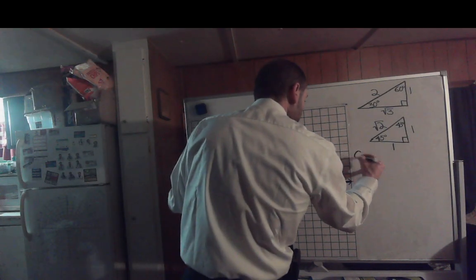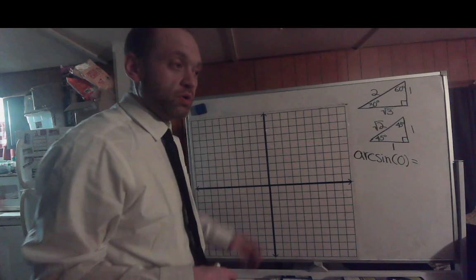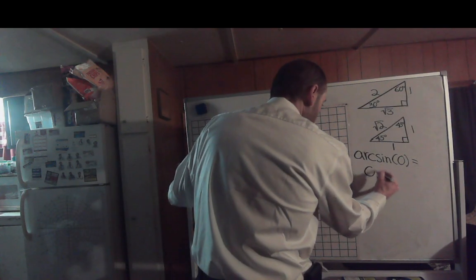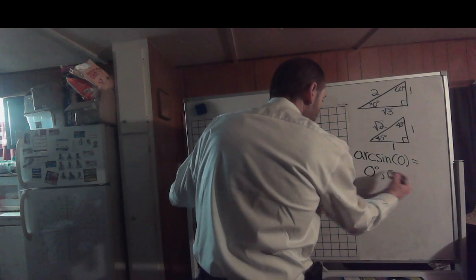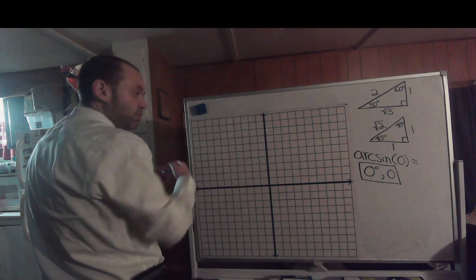Alright, let's see. How about the arc sine of 0? So this is asking us the sine of what angle gives us a sine of 0. I think that should be fairly obvious. That would be 0 degrees or 0 radians. That would be your answer to this one, 0 degrees or 0 radians.